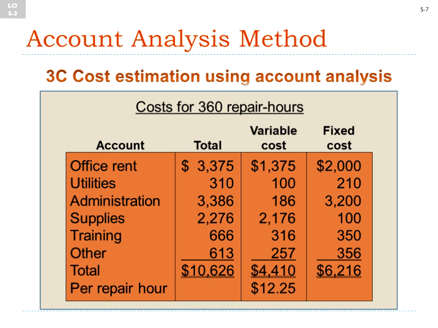So here's an example in the book of a company that has costs for 360 repair hours. All right. So what they're doing is they're breaking down the cost of these repair hours, so that they have a bunch of different expenses: office rent, utilities, admin, supplies, training, and other. And so it gives you total amounts. So total office rent was $3,375, total utilities was $310, and so on. But from there, they break it into variable cost and fixed cost.